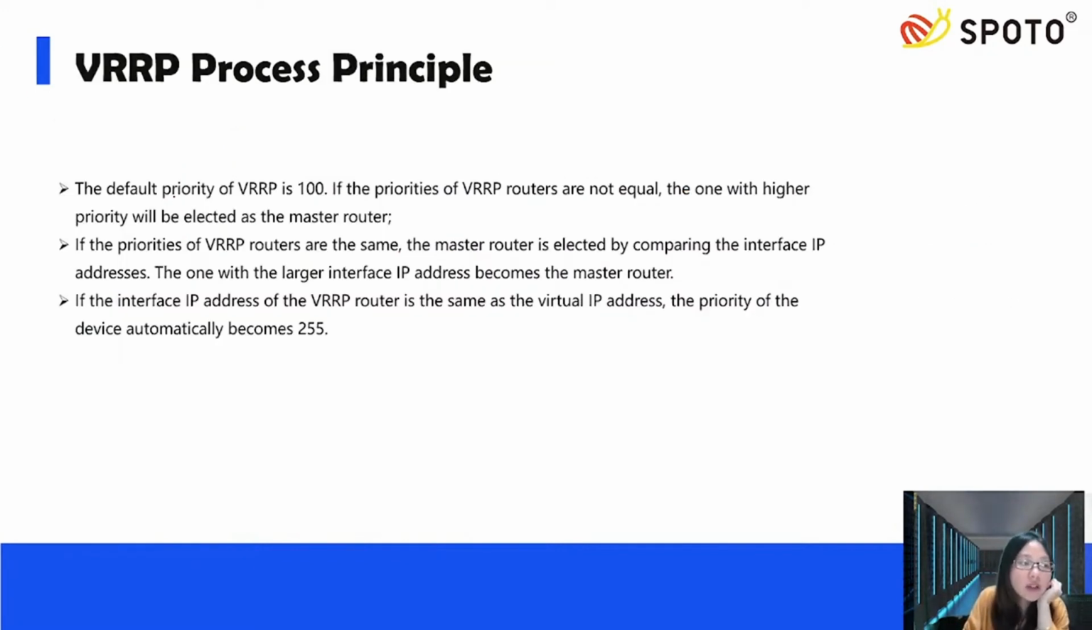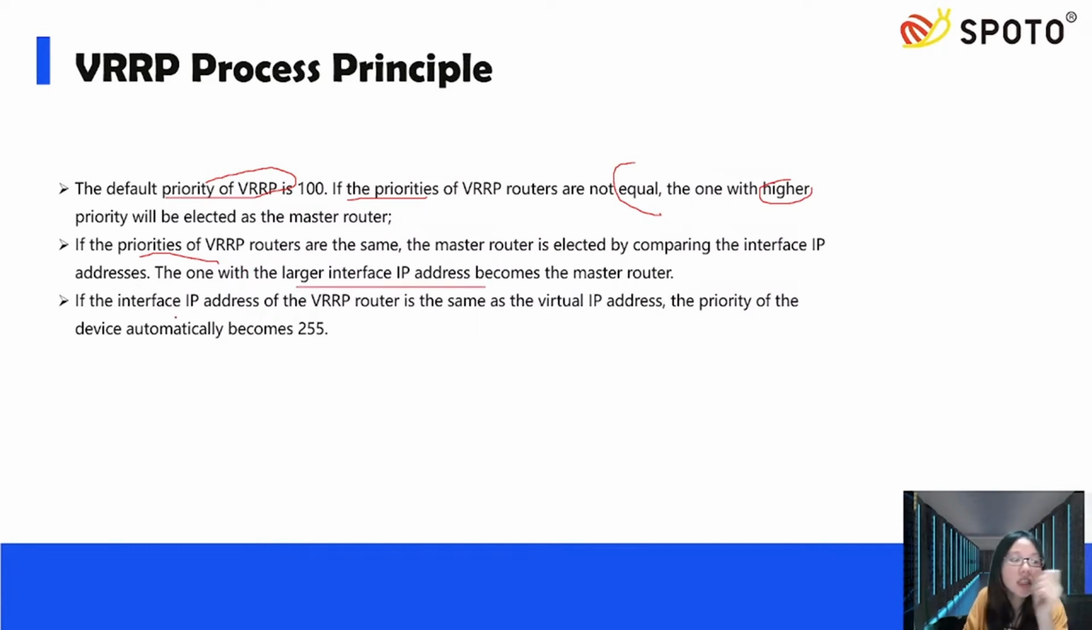The default priority is 100. So the VRRP default priority is 100. If the priorities of the VRRP routers are not equal, we will compare the priority. The higher priority will become the master. And if the priority is equal, we will compare the interface IP address. The larger interface IP address will become the master.